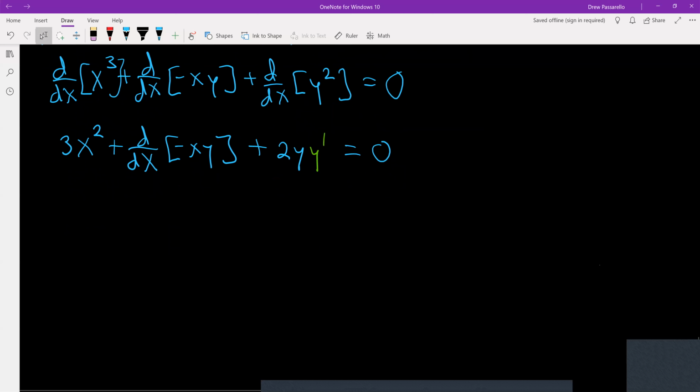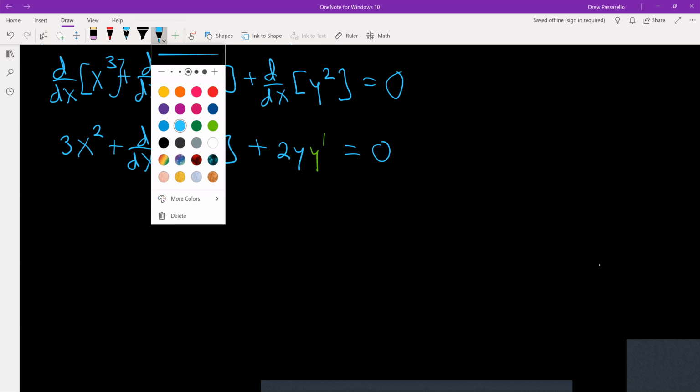Now this is the part people might mess up on, finding the derivative of negative xy. What you're going to have to do is use the power rule. So I'm going to pause the video and write the power rule.